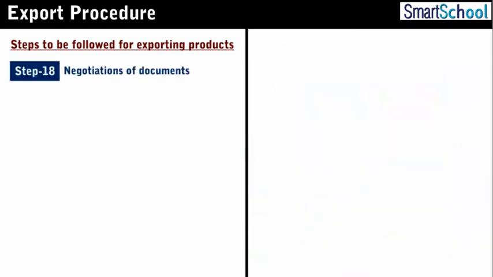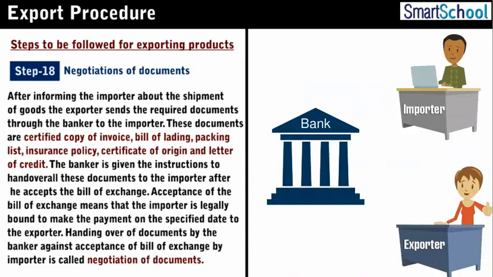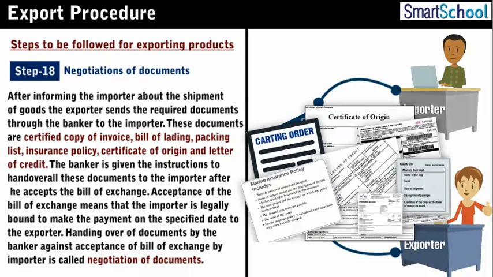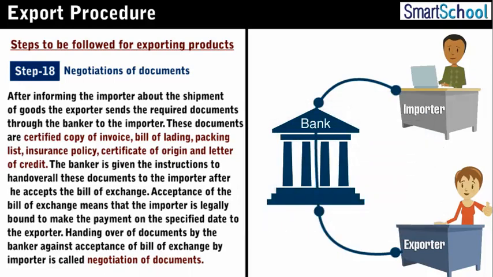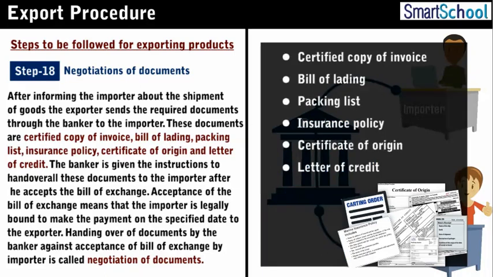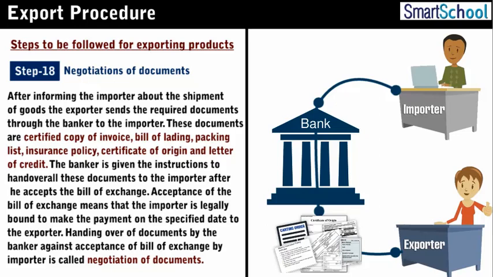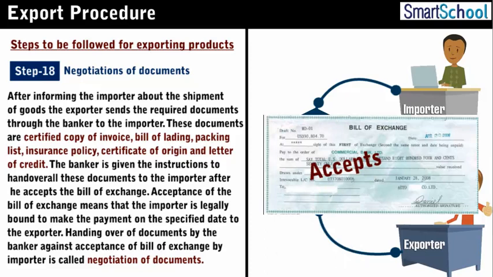Negotiations of documents. In this step, after informing the importer about the shipment of goods, the exporter sends the required documents through the banker to the importer. These documents are certified copy of invoice, bill of lading, packing list, insurance policy, certificate of origin, and letter of credit. The banker is given the instructions to hand over all these documents to the importer after he accepts the bill of exchange. Acceptance of the bill of exchange means that the importer is legally bound to make the payment on the specified date to the exporter.